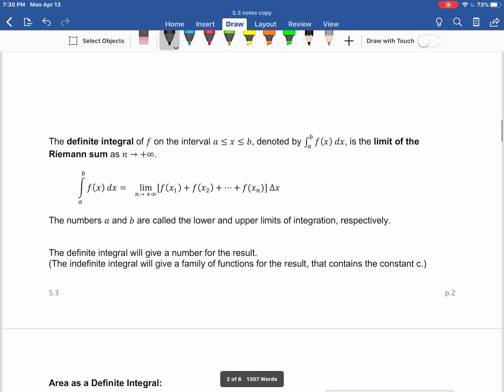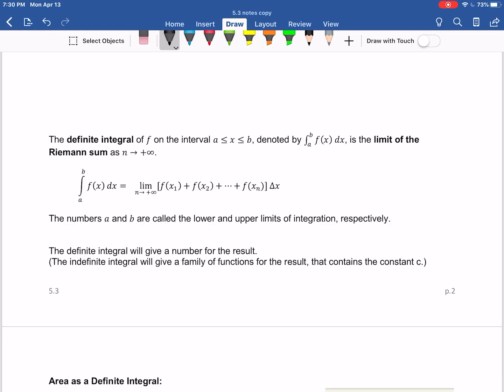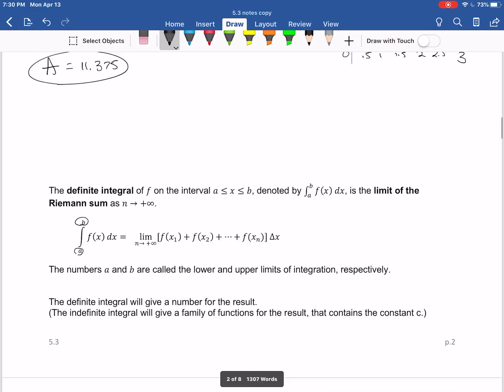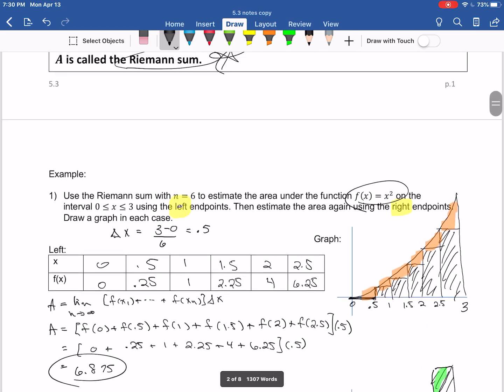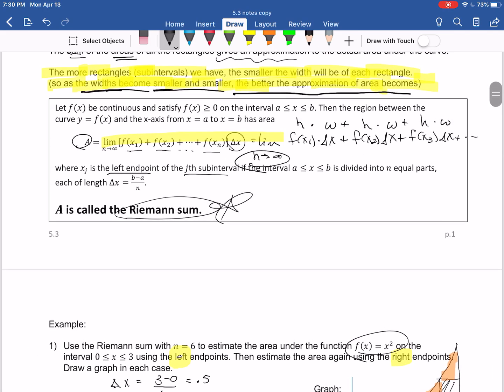This leads us to the definite integral. We've talked about the indefinite integral in the first two sections of this chapter. The definite integral is going to include the bounds of integration from A to B. A is the left endpoint, B is the right endpoint. We're taking the integral of f of x with respect to x. This is the idea of the Riemann sum that we learned about back here.